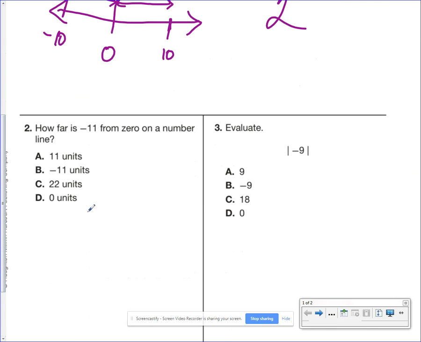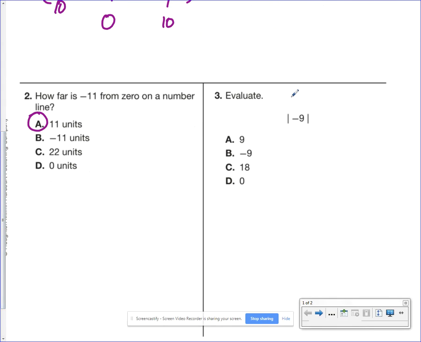Let's move on. How far is -11 from 0 on a number line? 11. Number 3, this is the symbol. It just looks like 2 straight lines that surround a number. And it means what is the absolute value of that number. It means how far from 0. So I'm just asking for a distance. Mathematically, here's what happens. It's like this magic machine that turns everything positive. So this one should be A.